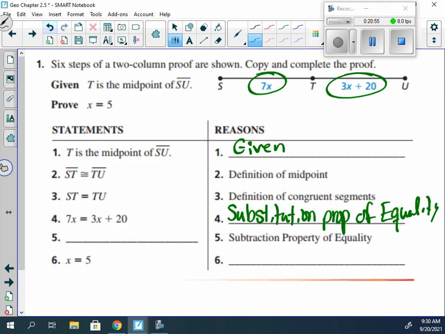Any questions on 1 through 4, or anything we've done up to this point for this problem? Now what would we do next? Subtract what? Why would we subtract 3x? Because we're trying to get x on the same side, yes? If I subtract 3x from both sides, 3x and 3x would cancel, yes? 7x minus 3x would be 4x is equal to 20. And they have it already there, subtraction property of equality.